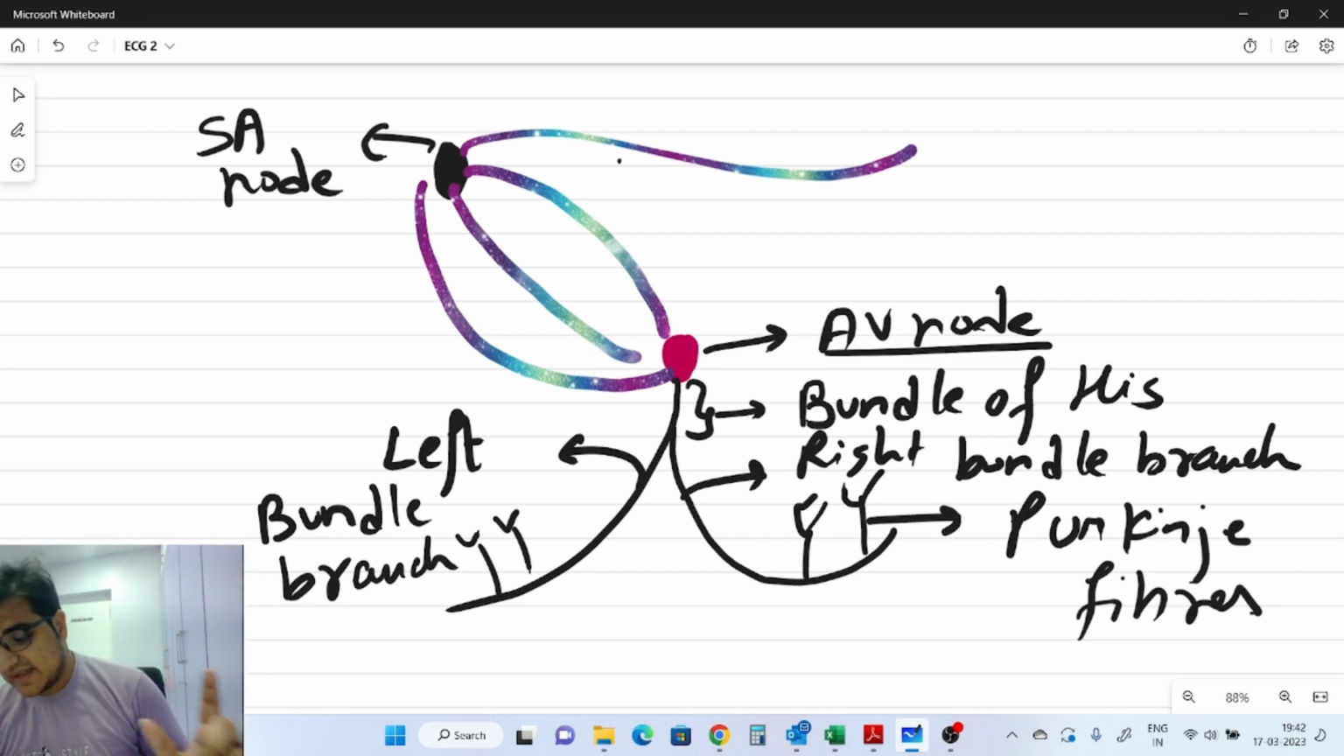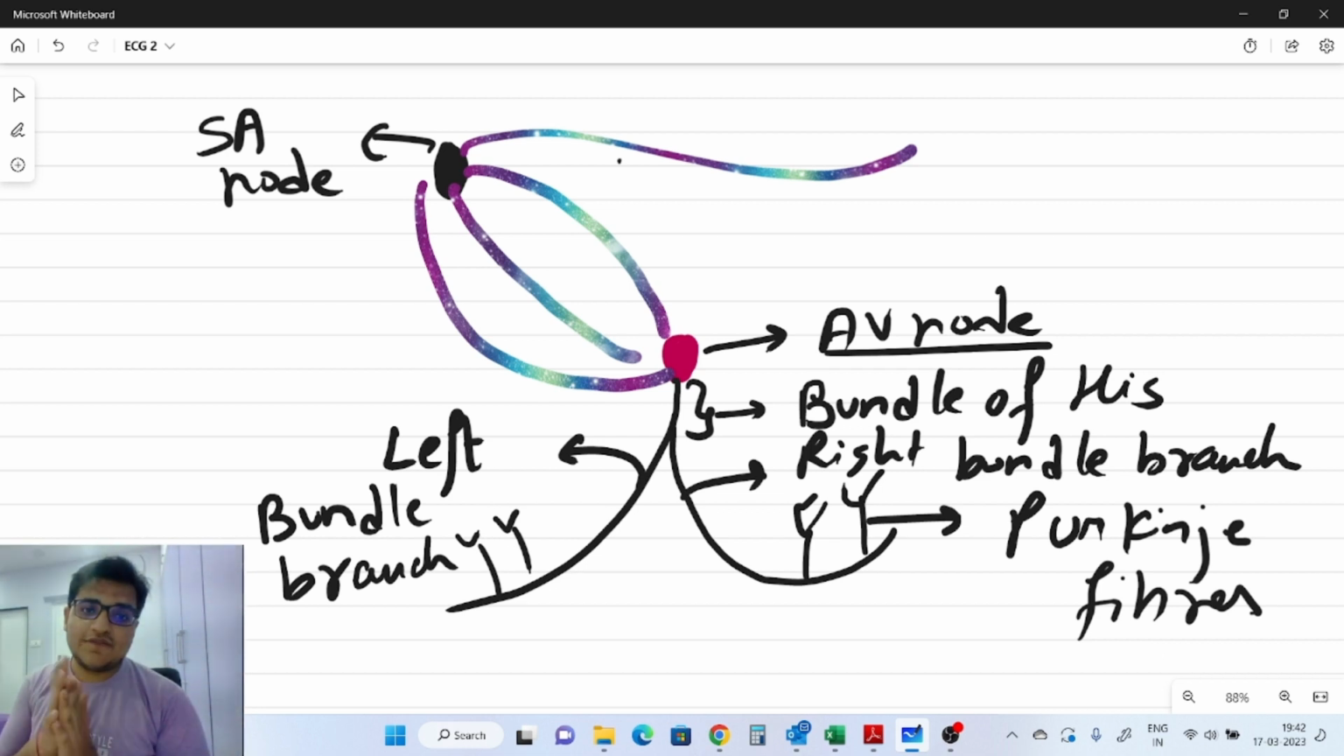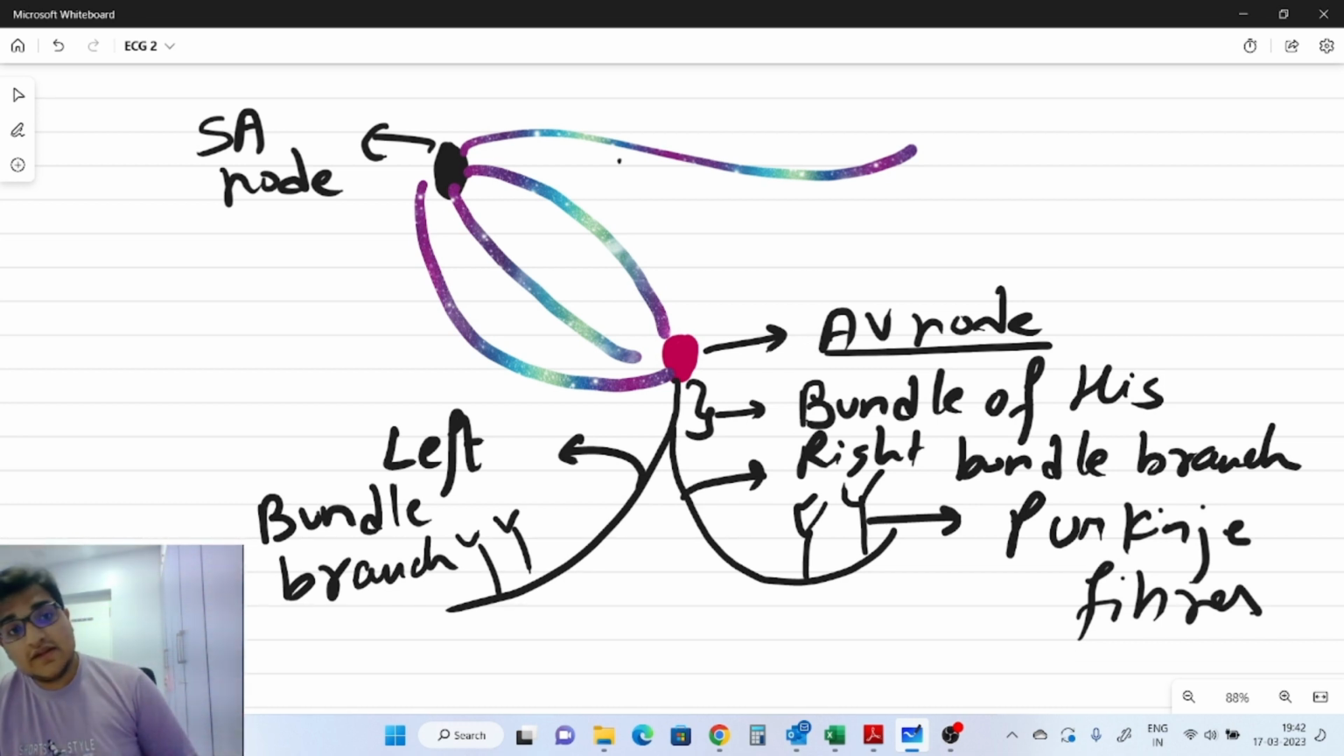So we will be starting with the SA node, which is the primary pacemaker of the heart. If there is any issue in the SA node, we have artificial pacemakers which we attach below the chest near the pec major muscle. So that is the location of the artificial pacemaker.